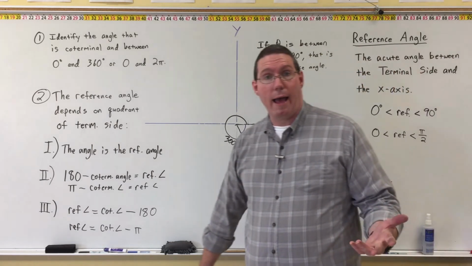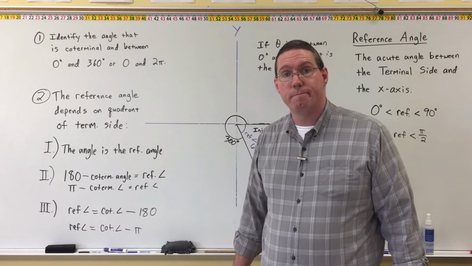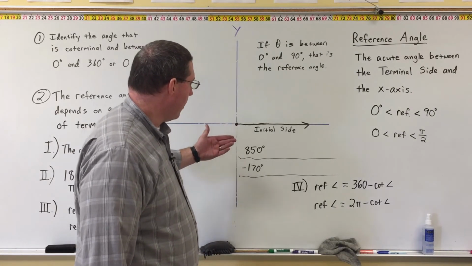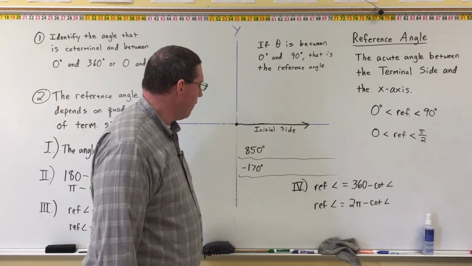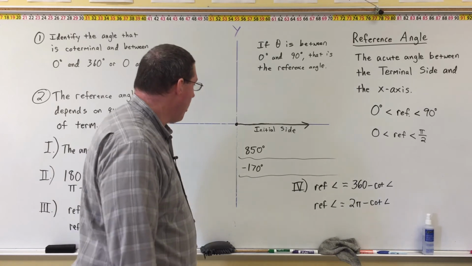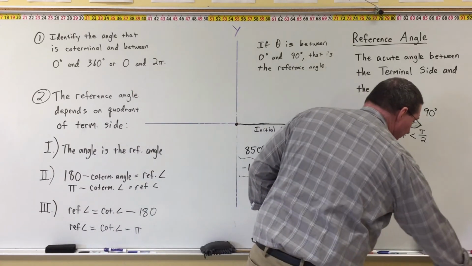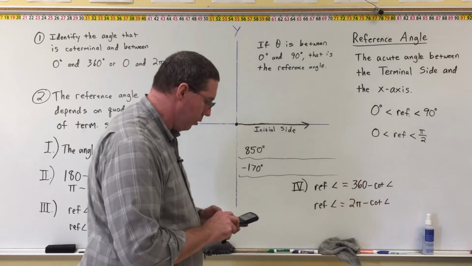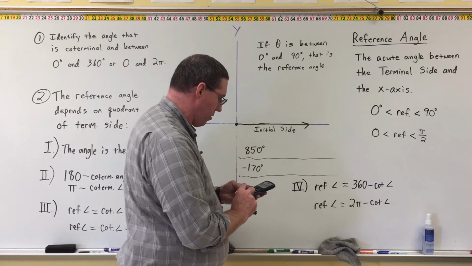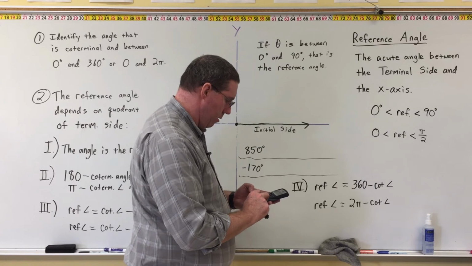I'll give you a few angle measures, some in degrees, some in radians, and we'll see how we calculate the reference angle. I've got 2 here. We're going to identify the reference angle of an 850-degree angle and a negative 170-degree angle. Well, 850 degrees is not between 0 and 360, so we need to identify the angle that is coterminal to 850. So we're going to subtract 360. 850 minus 360 is 490. Got to subtract 360 again.